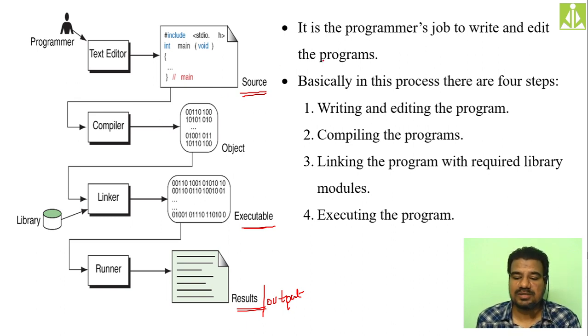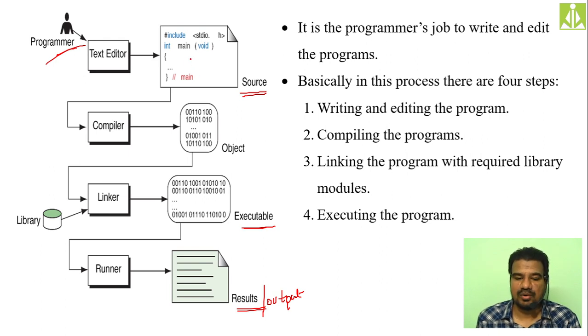So it is the programmer's job to write and edit the program. Who will write and who will edit the program? The programmer will do that. So basically, in this process, there are 4 different steps. Step 1, step 2, step 3, step 4. And these steps will get repeated a number of times according to the errors, as per the issues in your program.